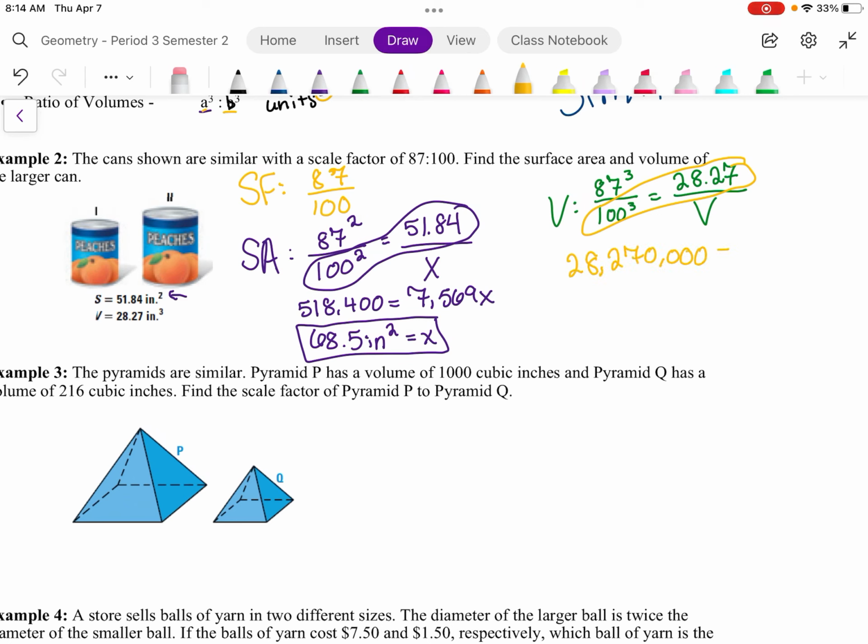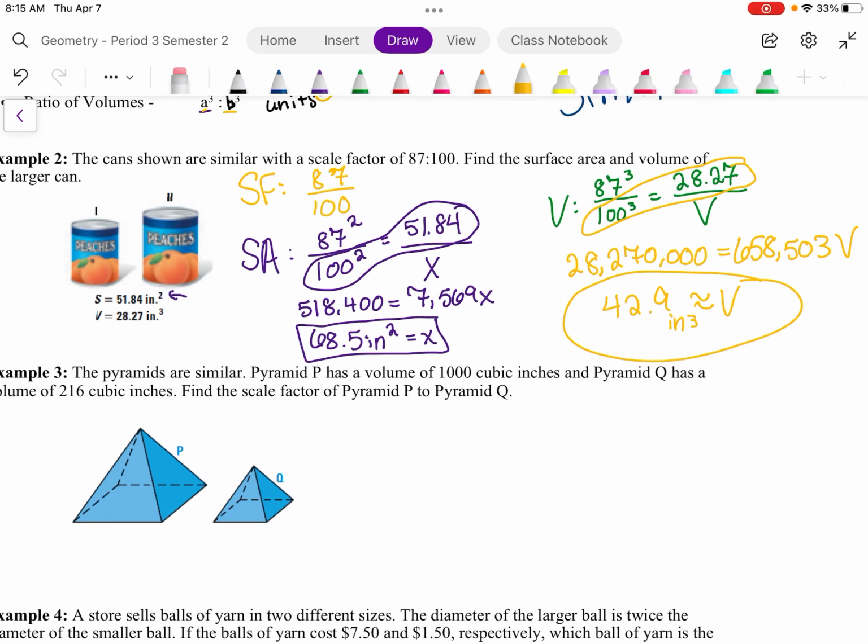So we are going to divide both sides by that 658,503. So 28,270,000 divided by our answer, and that should give us 42.9. And that is about equal to our volume. And this one is in inches cubed.